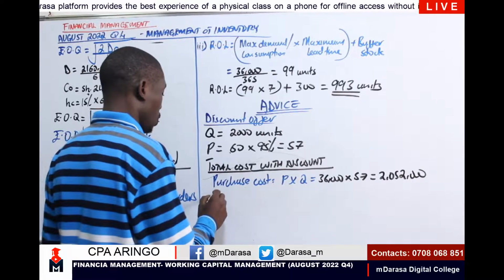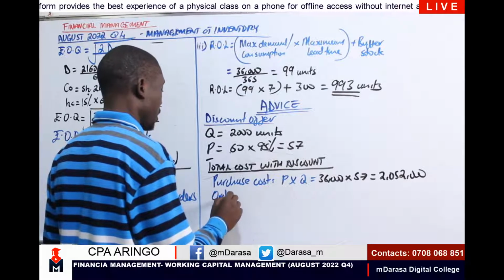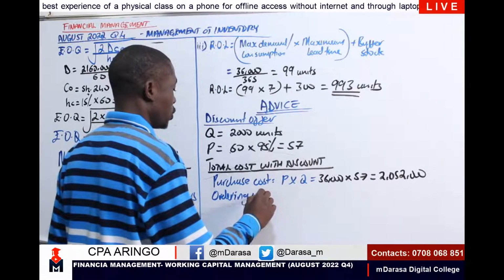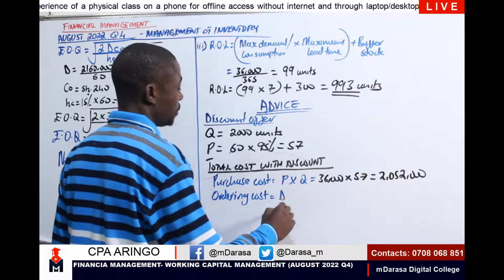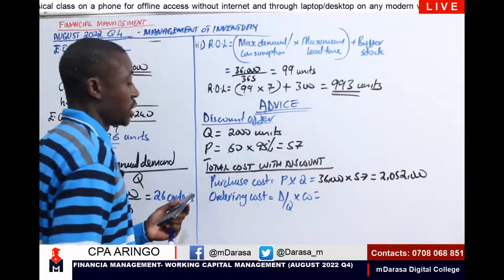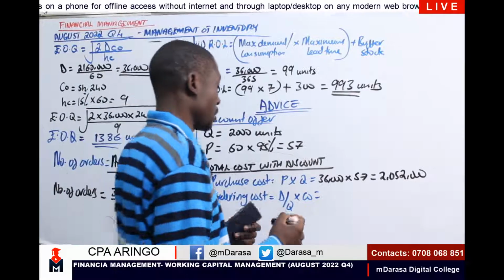Okay. Then what about our ordering cost? Our ordering cost, of course, I should be talking of D over Q times CO, right? Which in this case, our demand is 36,000.